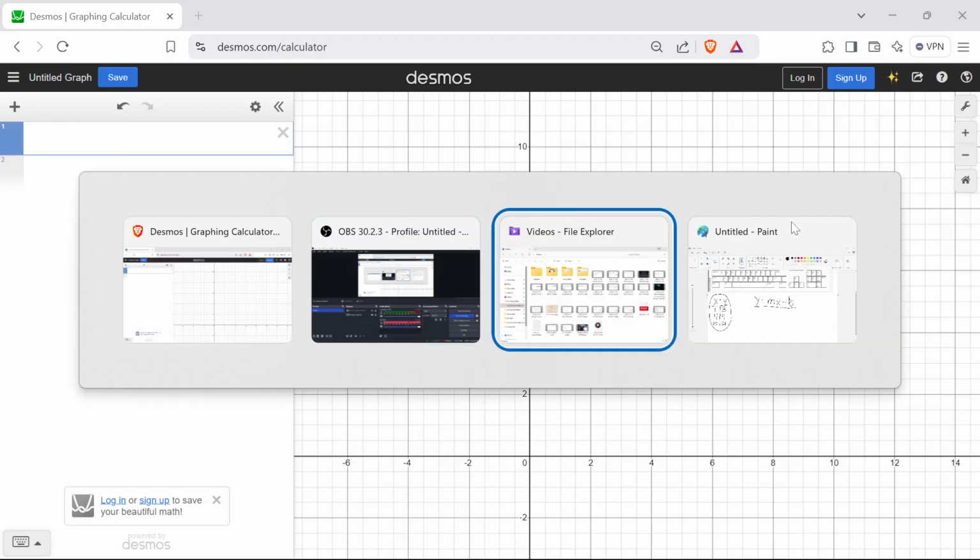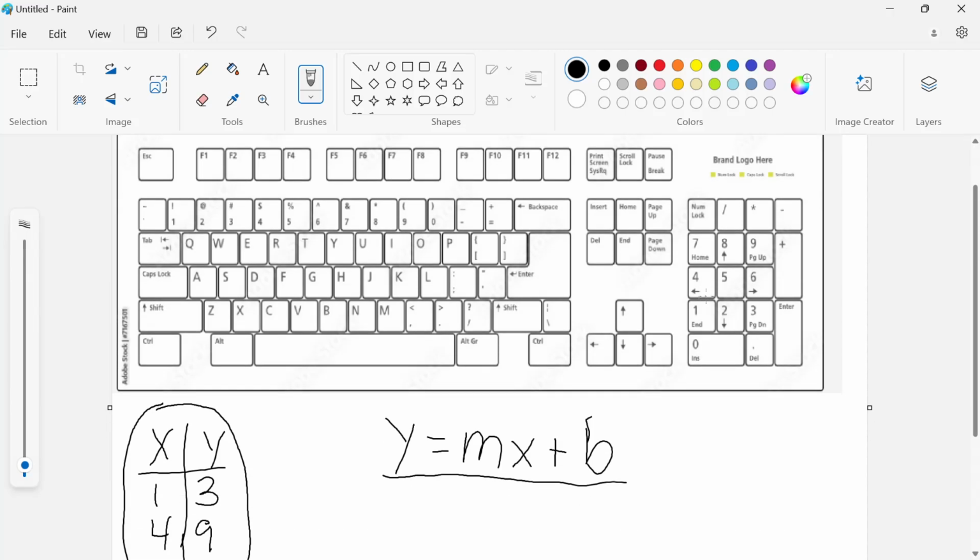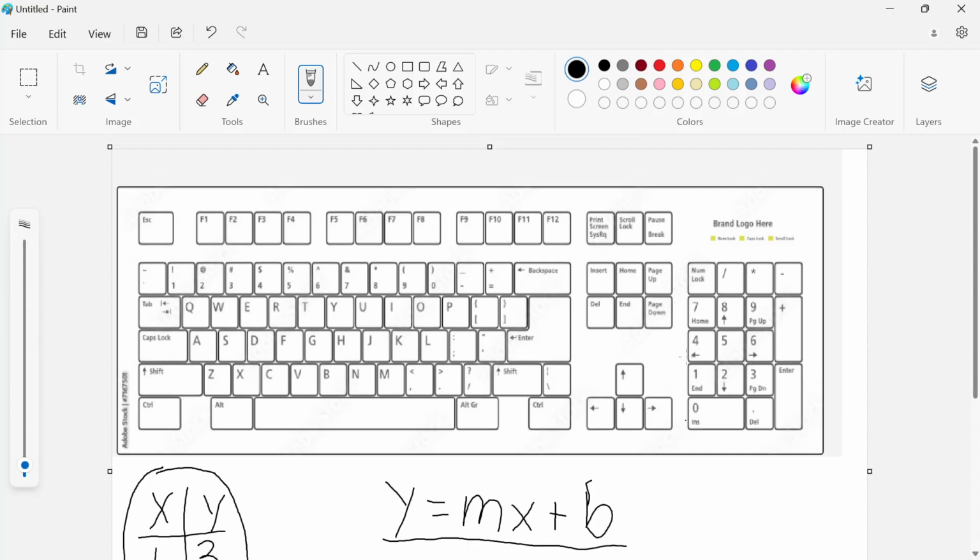This video is about how to do a regression on Desmos, really any regression. In other words, put in some XY values, dots or points on the coordinate plane, and let Desmos, let the calculator figure out if this fits an equation. Now this example is a linear equation.